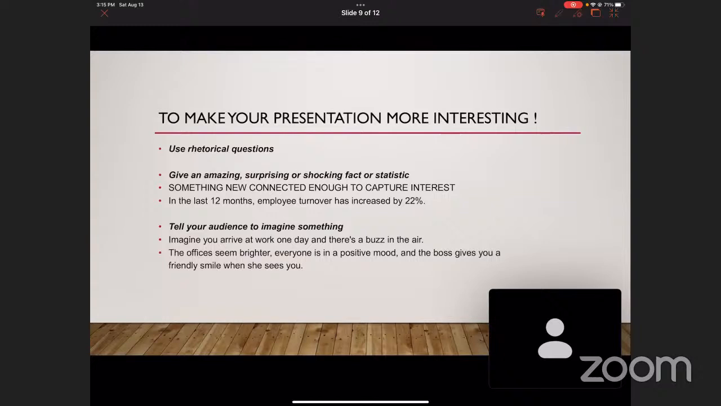And during this phase, you can make your presentation more interesting by using a rhetorical question, which is a question that is asked without expecting an answer. That may be because the answer is obvious, or you just want to get the audience thinking about the question. And you can give an amazing, surprising, or shocking fact or statistic, something new connected to the purpose of your topic, and enough to capture the interest of the audience.